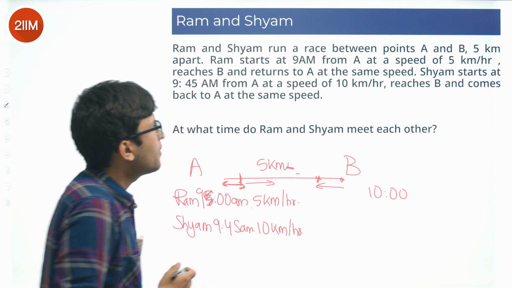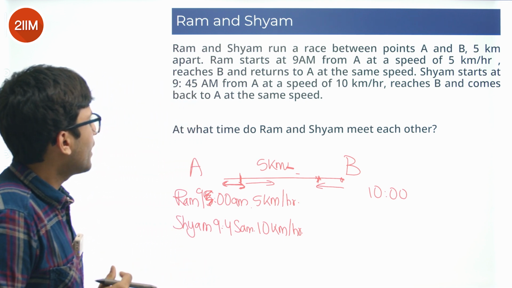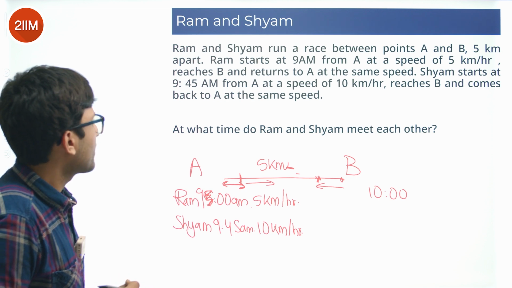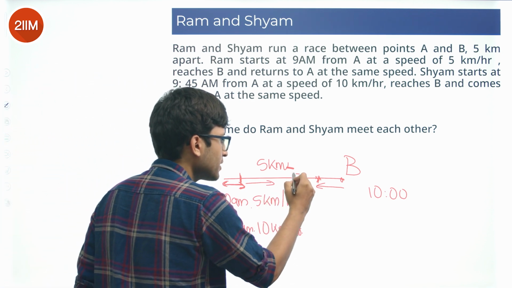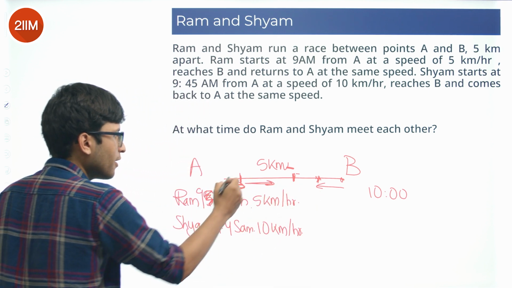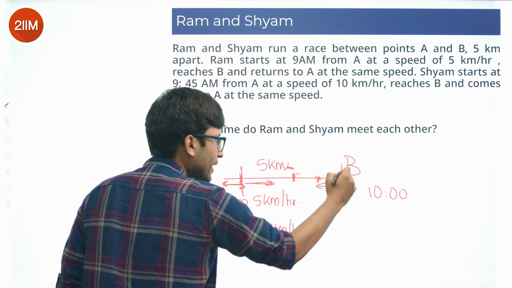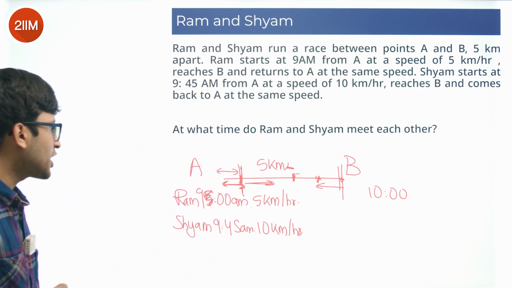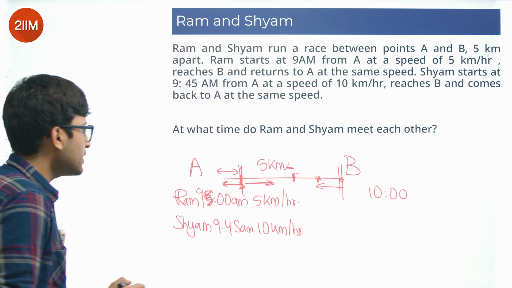After that we have to find out how much time, when they would be meeting. So they would be meeting at some point over here. But first of all, to find the relative speed, I need to find this distance in 15 minutes. First of all, how much did Sham move? So in 15 minutes, how much?